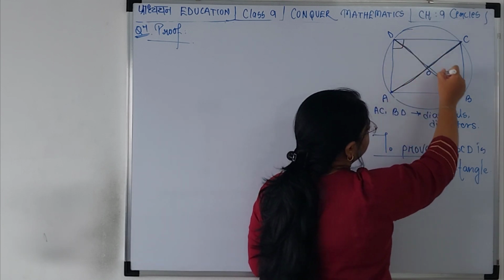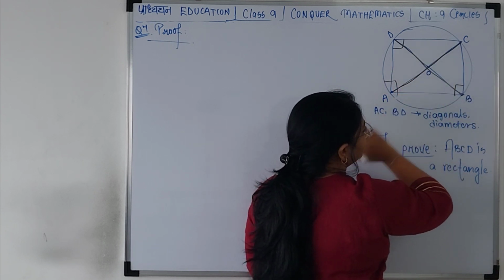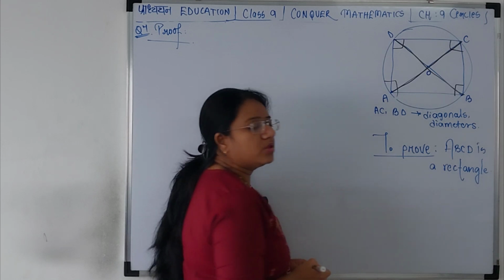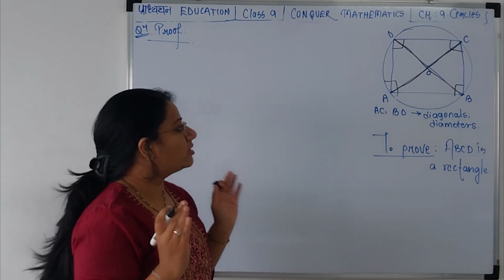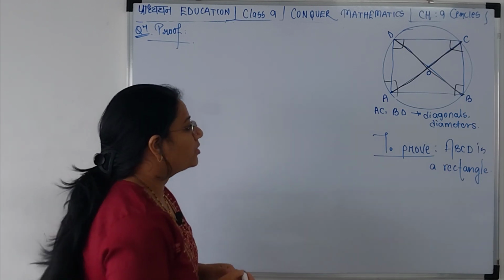Similarly, when we take diameter BD, it forms angle A at the semicircle and angle C on the semicircle. Then all the four angles become right angles. Let's quickly write this down. It's not necessary, it is easy to write, but let's understand how you can write it.